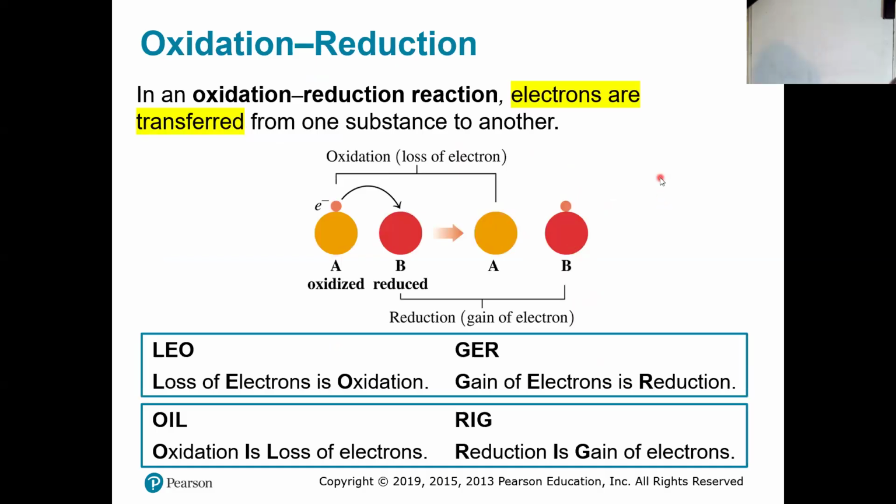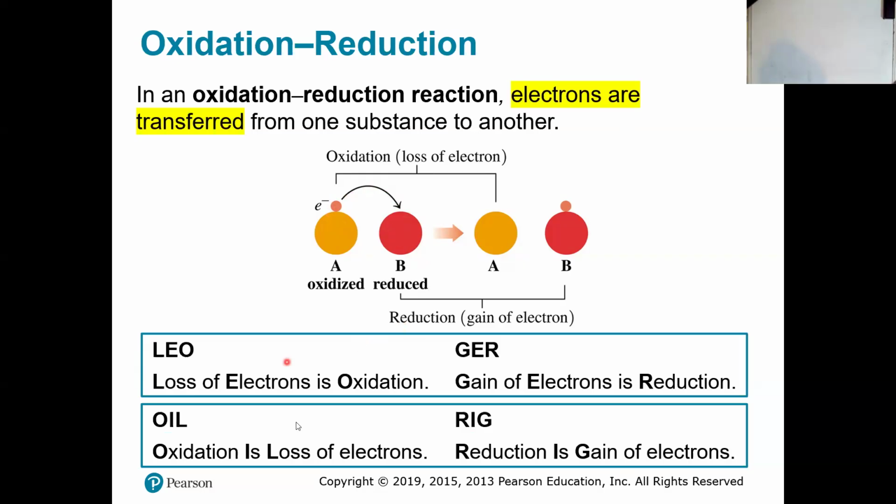In any oxidation reduction reaction, electrons are going to be transferred from one substance to another. So one of our reactants is going to lose electrons and give them to the other reactant. That reactant is going to gain the electrons. The reactant that lost the electrons is the reactant that was oxidized. The reactant that gained electrons is the reactant that is reduced.